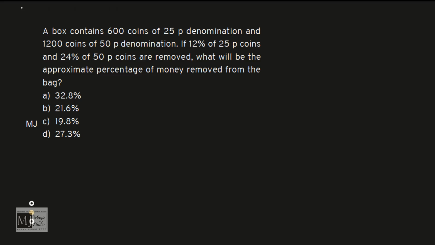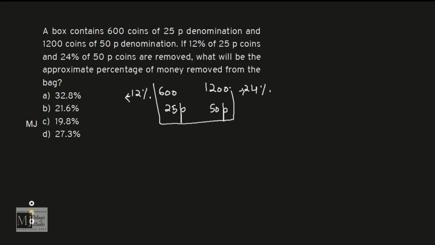So let's see why this is special. A simple question, but it's forming part of our top 30. A box contains 600 coins of 25 paise denomination and 1200 coins of 50 paise denomination. If 12% of the 25 paise coins and 24% of the 50 paise coins are removed, what will be the approximate percentage of money removed from the bag?